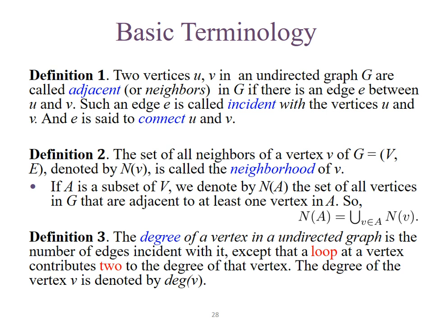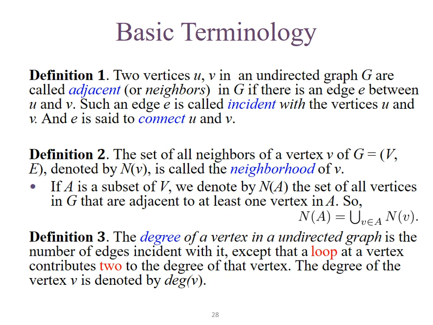Okay, the first definition is adjacent. If we have two vertices in an undirected graph, and they have an edge to connect vertex U and V, then we call vertices U and V adjacent vertices. Okay, and if we have an edge E connecting U and V, we say that E is incident with vertices U and V, and E is connected to U and V. Okay, so next you will see these keywords, adjacent, incident, and connect. You will see how this graph is configured.